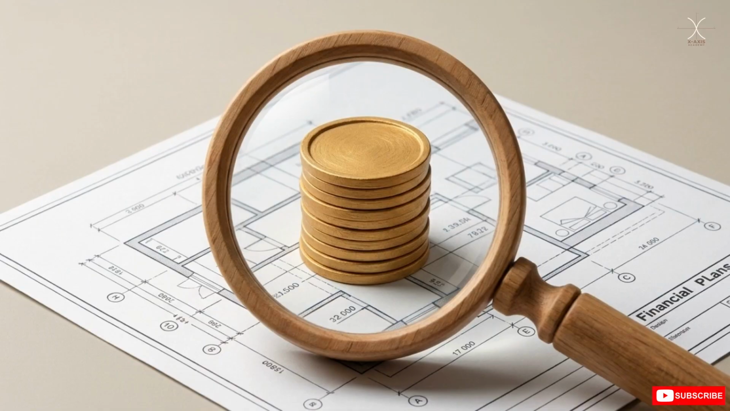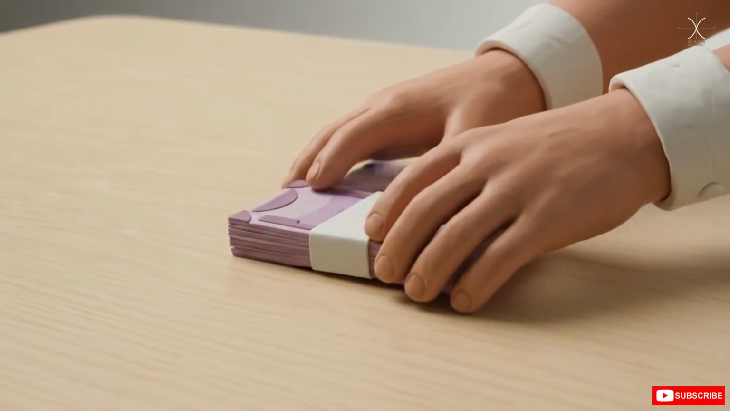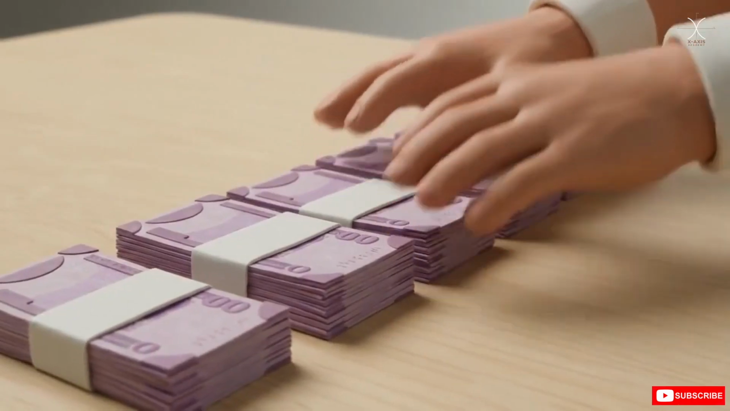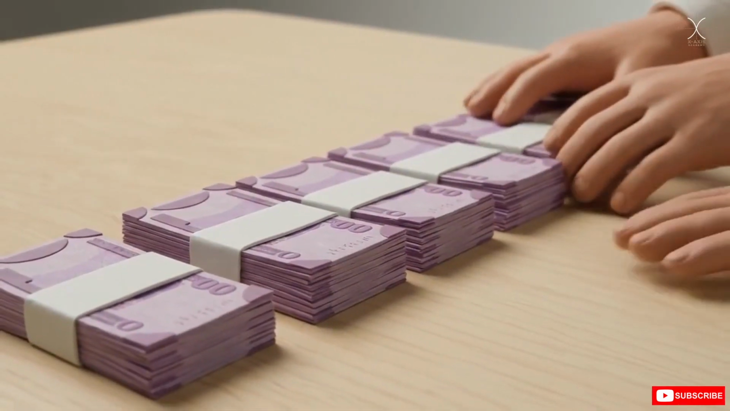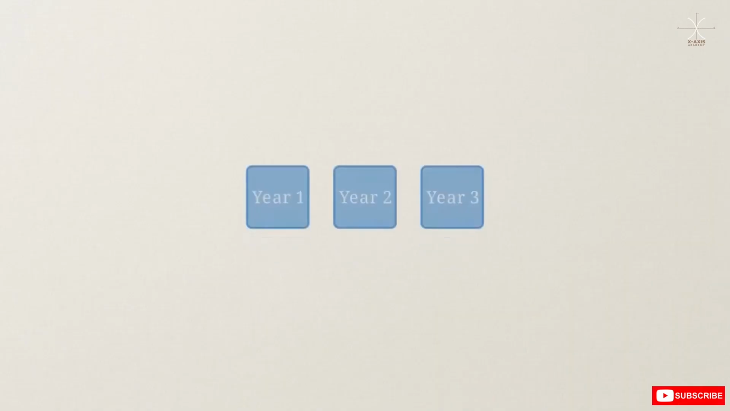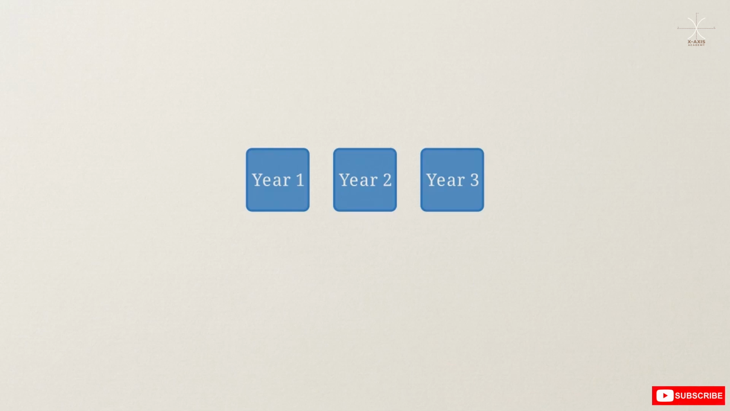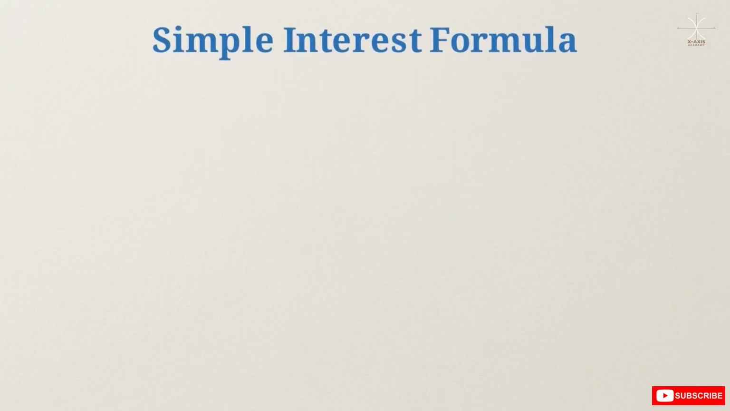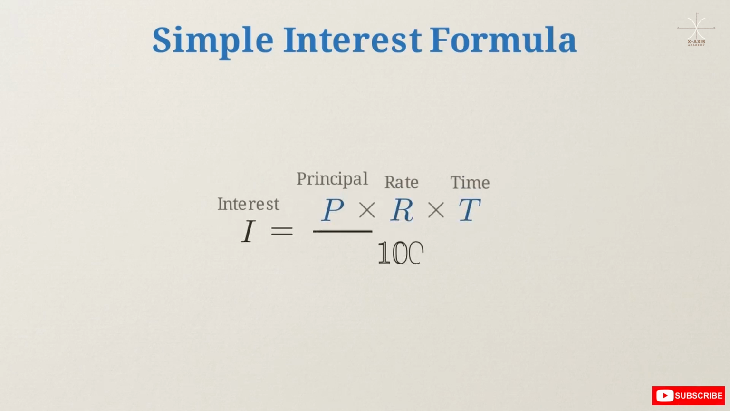Seeing it stacked up like this visually proves the core mechanic of simple interest. It grows by the exact same fixed amount every single year, giving the business borrower complete financial predictability. We don't have to count blocks year by year to find the total fee. There is an efficient mathematical shortcut to calculate this directly. Interest equals the principal times the rate times the time divided by 100.